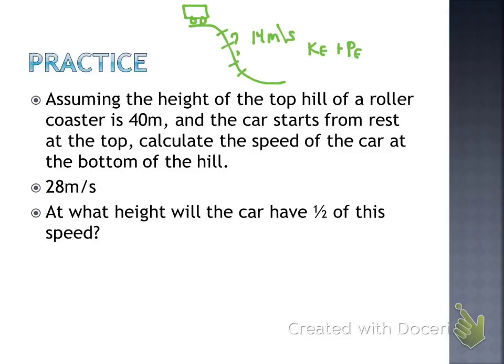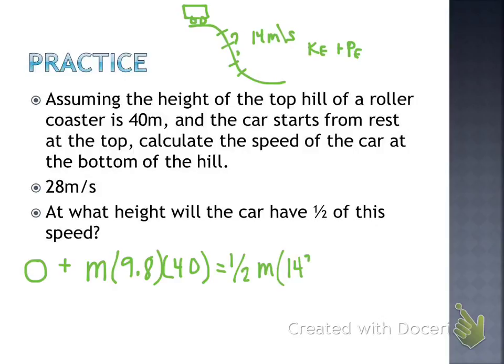So when we set up our equation, we can go from our starting point, because we know it started at rest with all potential. So we can say 0 kinetic plus m times 9.8 times 40 equals kinetic. But this time we know the velocity is 14, and we're solving for the height. So we're just solving for the y value this time. We're going to find how far above the ground level it will have reached this 14 meters per second, or half of that maximum speed.